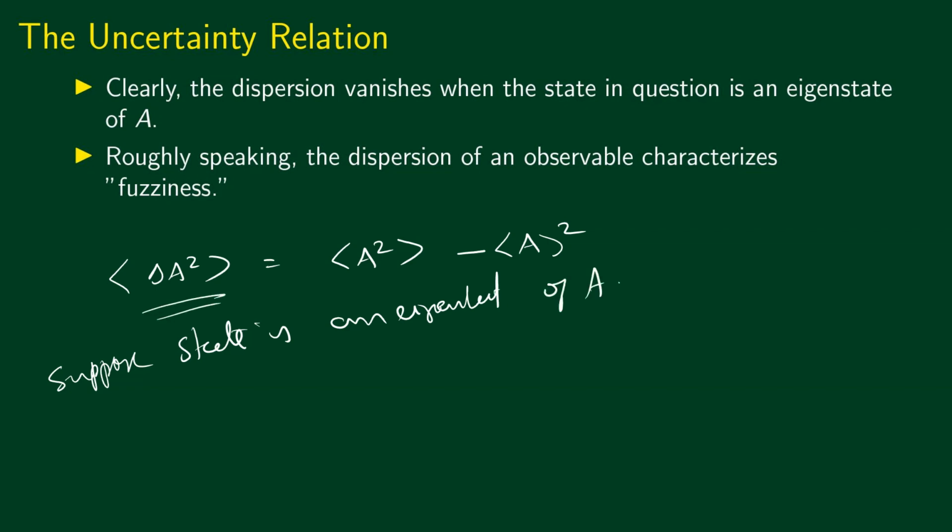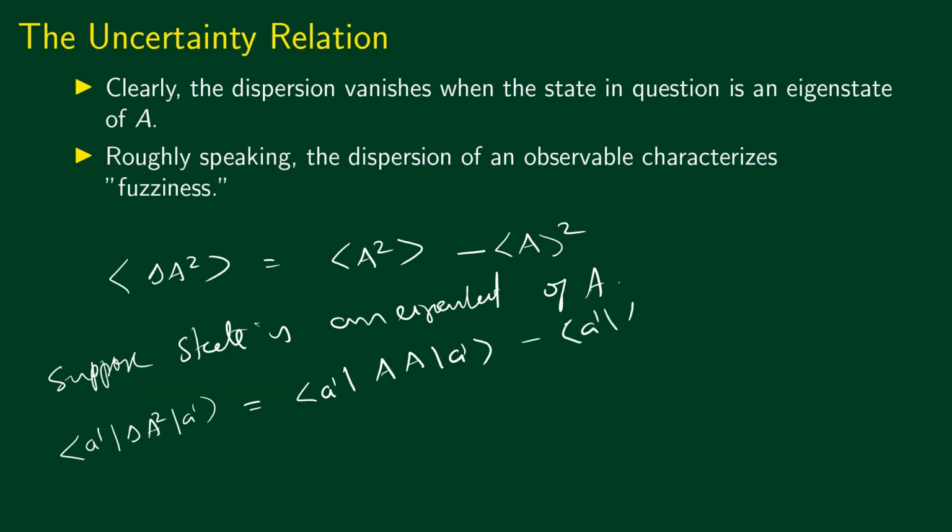Then I can write this expectation value of delta A square as bra A prime, delta A square, ket A prime. This is the state that we are considering, the state in which you need to find the dispersion of this operator. So this is equal to bra A prime A square, or I can write AA, ket A prime, minus A prime, bra A prime A ket A prime, squared.